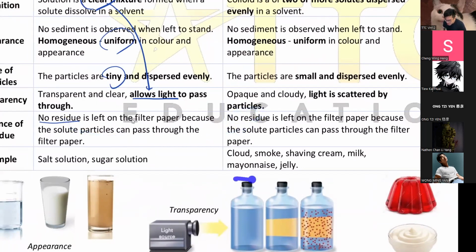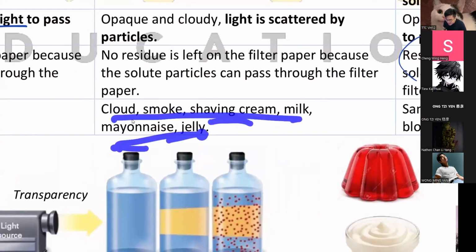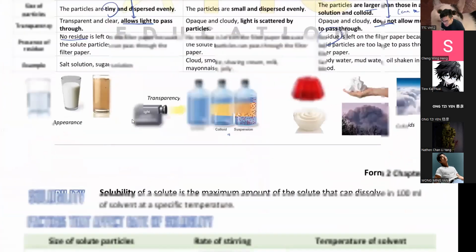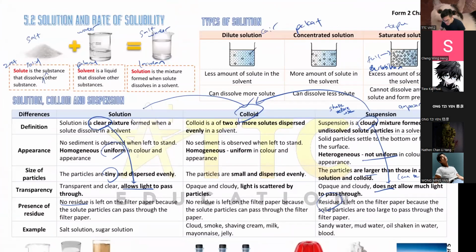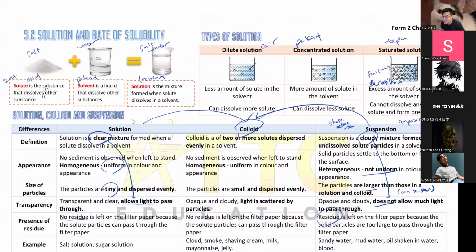Mayo is like this, jelly is like this, shaving cream is like this. Can you see all these things are like milk? You don't need to shake it, but light cannot go through it. It's like a half thing. So that's your colloid. So you have three here: you have solution, you have colloid, you have suspension. Easy stuff, huh? So you should be able to tell now, this is just about water here, right?